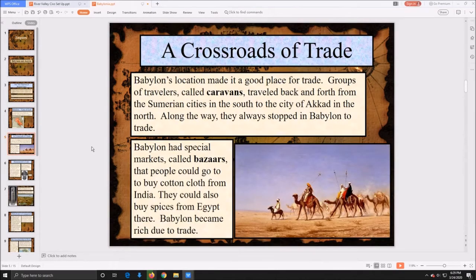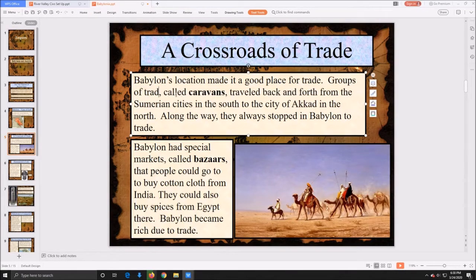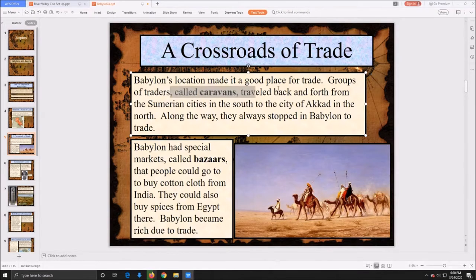After you have the bullet Crossroads of Trade, when people were traveling long distances, they traveled in caravans. So we're going to make a number one, and we're going to write down the word caravans, and then make an equal sign after caravans, and then write down groups of traders. So number one, caravans equal sign groups of traders.